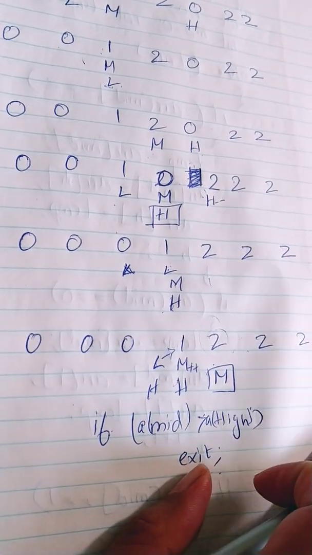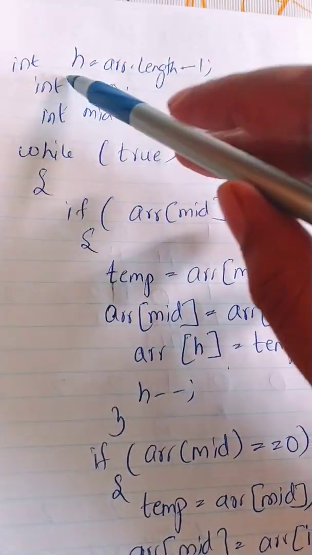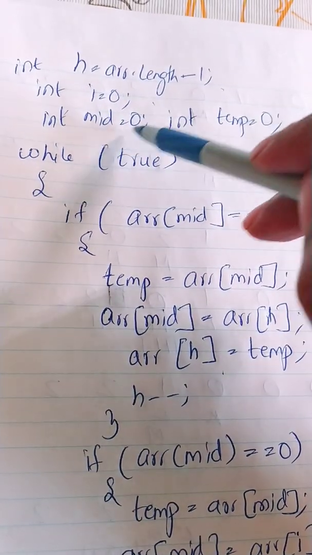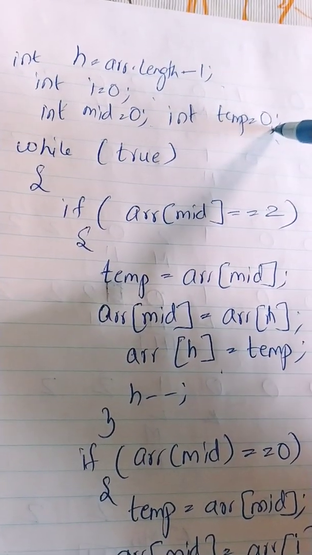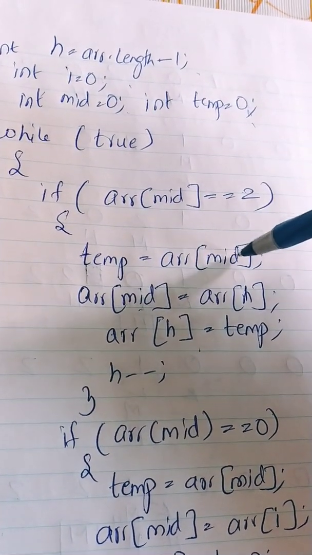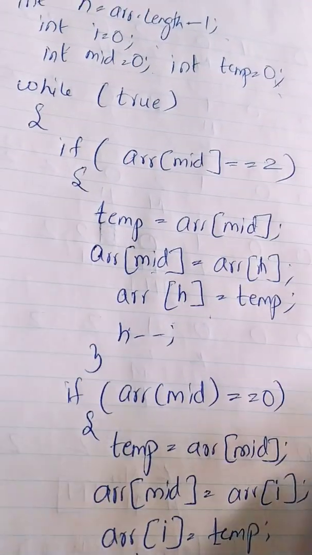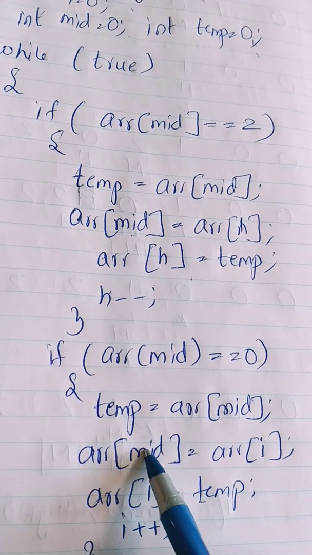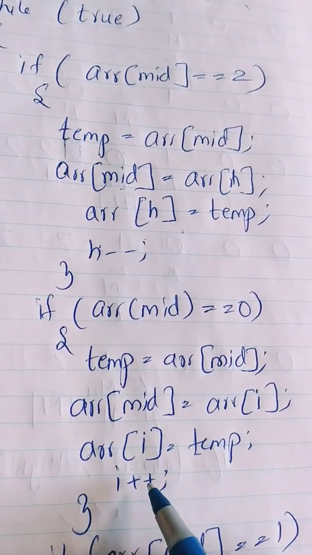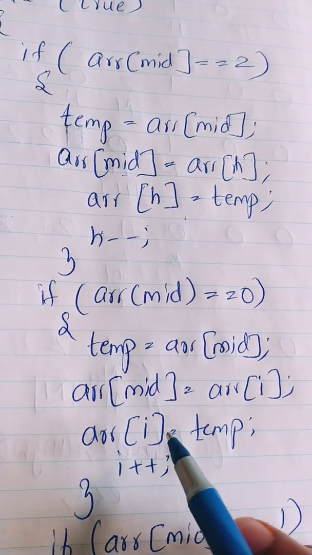For that, the code would be: we take high as array length minus 1 and we start with low and mid at 0. Same thing. If the mid is 2, we swap between mid and high and decrease the high index value. If the mid is 0, we swap between low and mid, and we increment the low value.